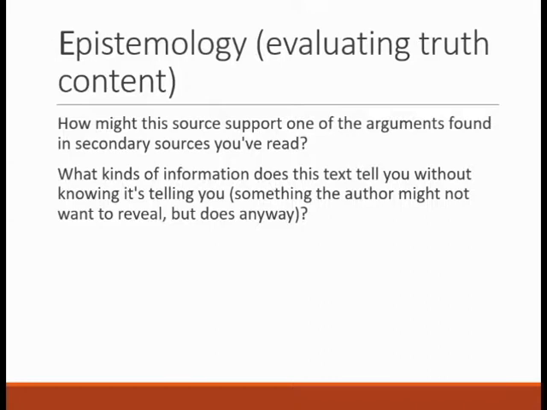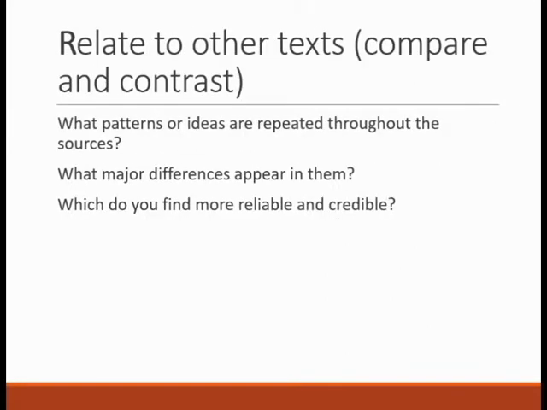And you also want to think about the types of information that the text or the source is telling you without knowing that it's telling you. Or another way to think about it is, what can you read between the lines and find? Or maybe this is something that the author doesn't want to reveal but does anyway. Think about those things. And the last one is relating it to other texts or sources.